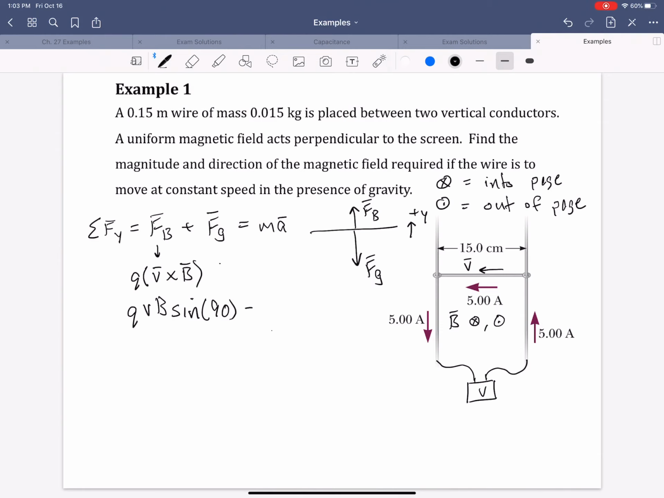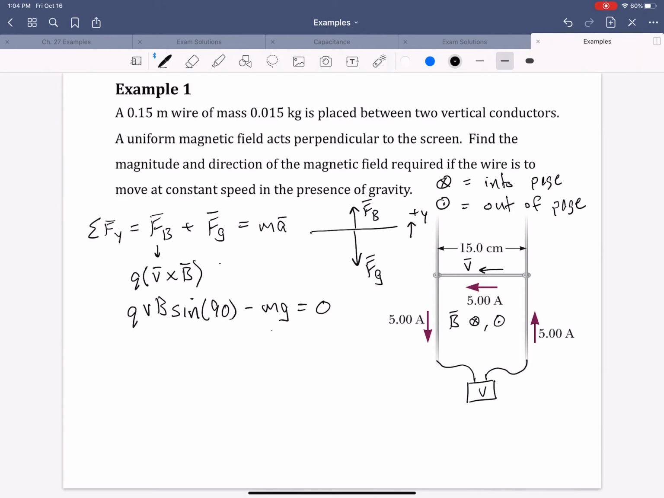Now let's write down the magnitude of gravity. Well, that's easy. mg, the direction is downwards, so we have a negative. The negative is because g is going the opposite direction of our positive direction. That's why it's negative, not necessarily because it's going down. And the acceleration is 0 because the problem tells us it's moving at a constant speed. So that's our magnitude equation.